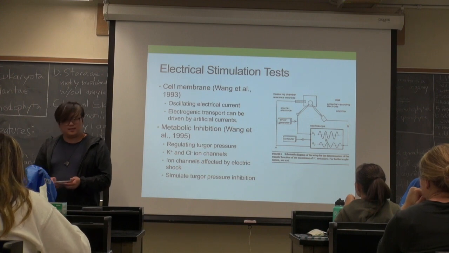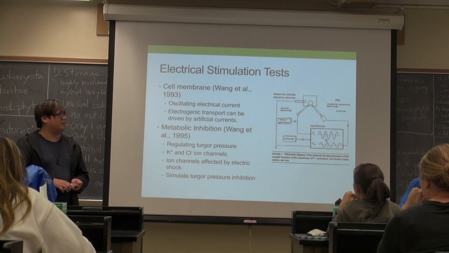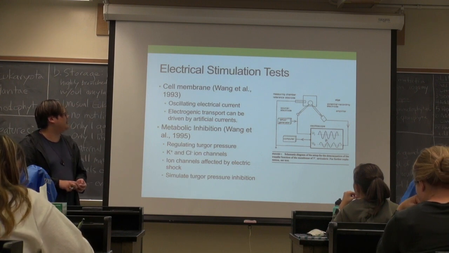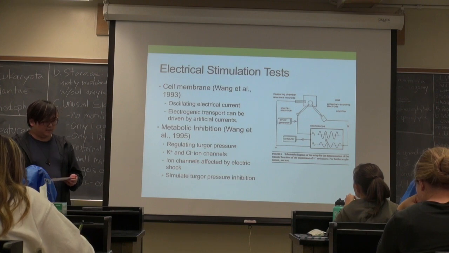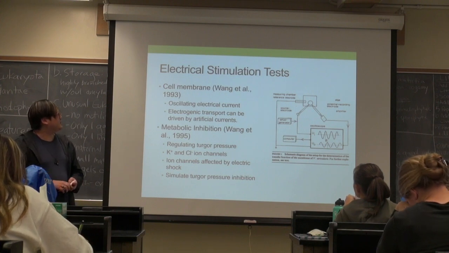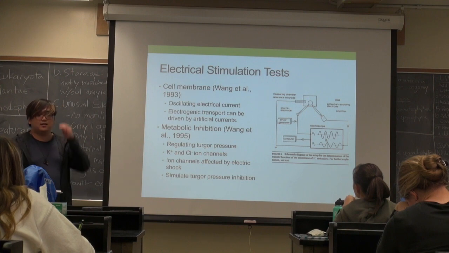They also did some electrical stimulation tests. This was a different group by Wang et al. They did this in 1993 as well as in 1995. So what they did was they would subject Valonia to electrical stimulation in order to map out specific ion channels.